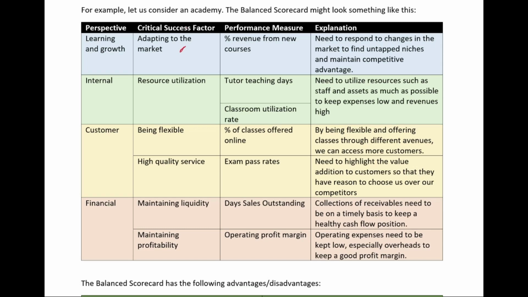So one way to assess how well you're adapting to the market could be the percentage of revenue you make from new courses that you launch. So out of your total revenue. So this should be, for example, maybe 10-20%, right? And the reason you need it is obviously you need to respond to changes in the market. You can't be complacent. And by constantly adapting to it, you can look at untapped niches, right? Maybe a new professional qualification launches and no one else is offering courses for it. If you tap into that niche and launch a course for it, you get the first mover advantage and you increase your revenues and profits and enter into a new niche which your competitors have not.